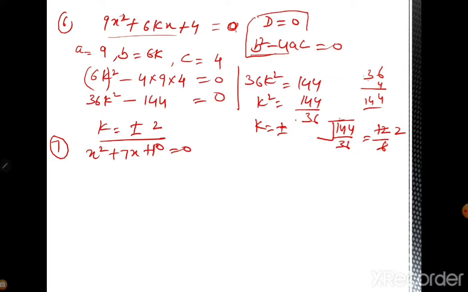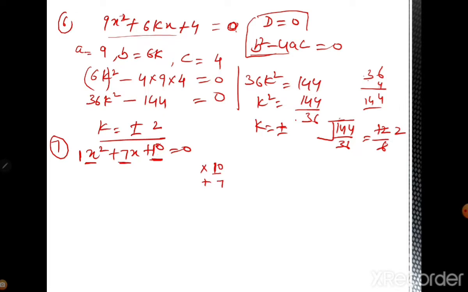For this type of question, a quadratic equation, you have to find the roots. So you have to separate this term. This is the constant term into the coefficient of x square. Coefficient of x square is 1. Okay. So 10 into 1 is 10. So we will choose two numbers whose product should be 10 and whose sum should be 7.